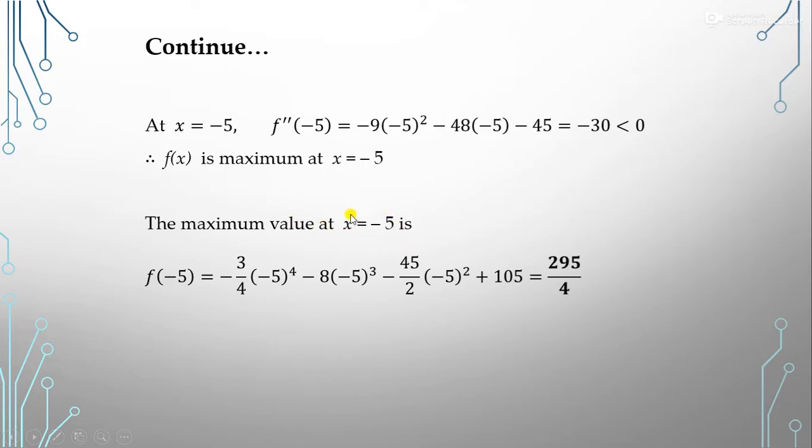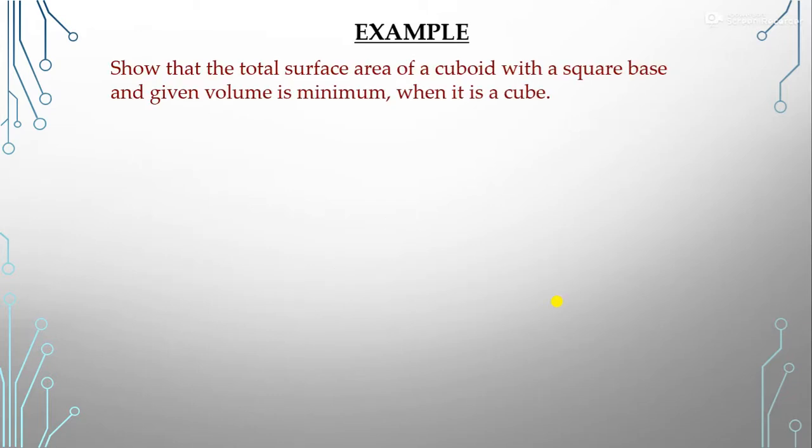Now, what is the maximum value of the function at x equal to minus 5? For this, we have to put x equal to minus 5 in the given function f(x). When you put x equal to minus 5, you will get the value 295 by 4. Is it clear how to calculate the maxima and minima of the function? Okay, so now let's take another example.